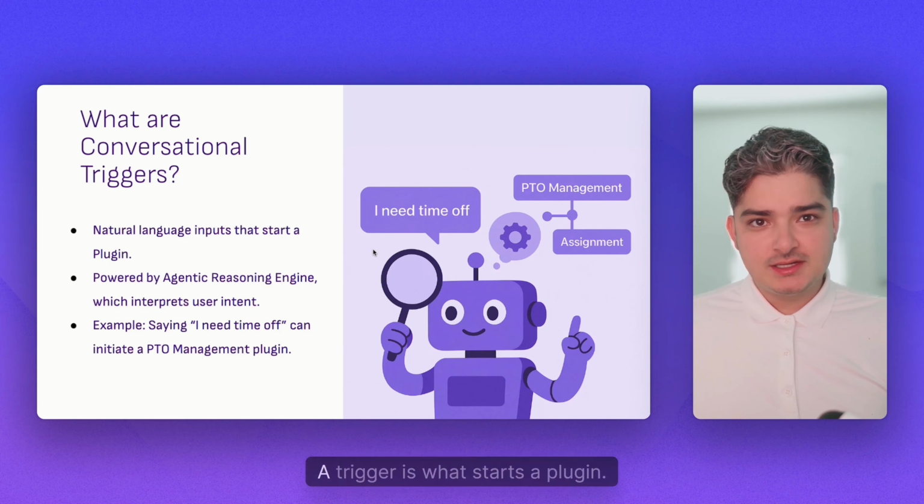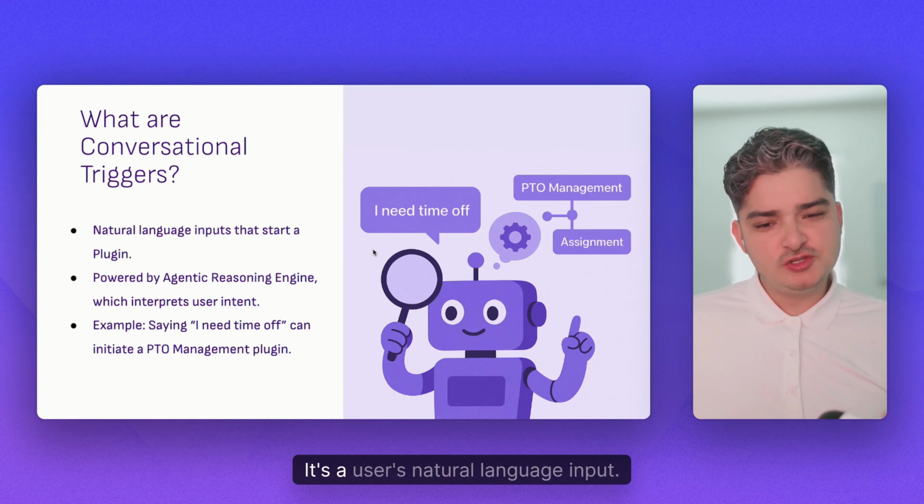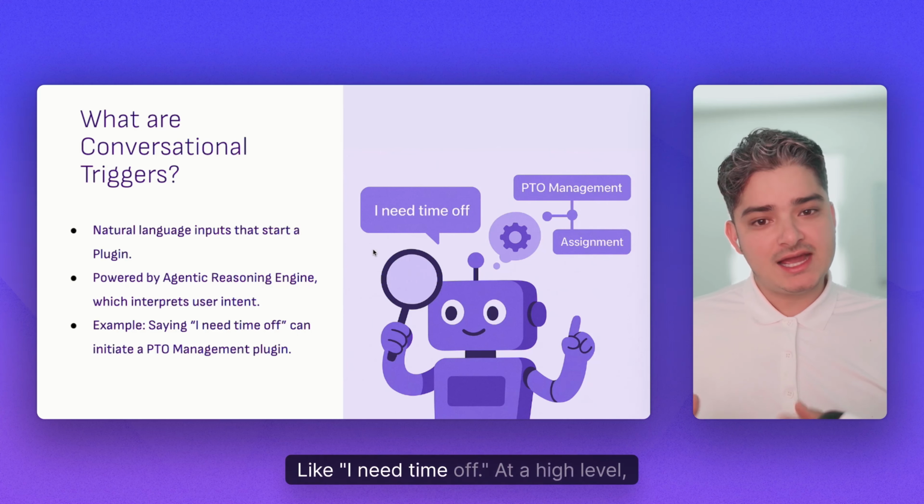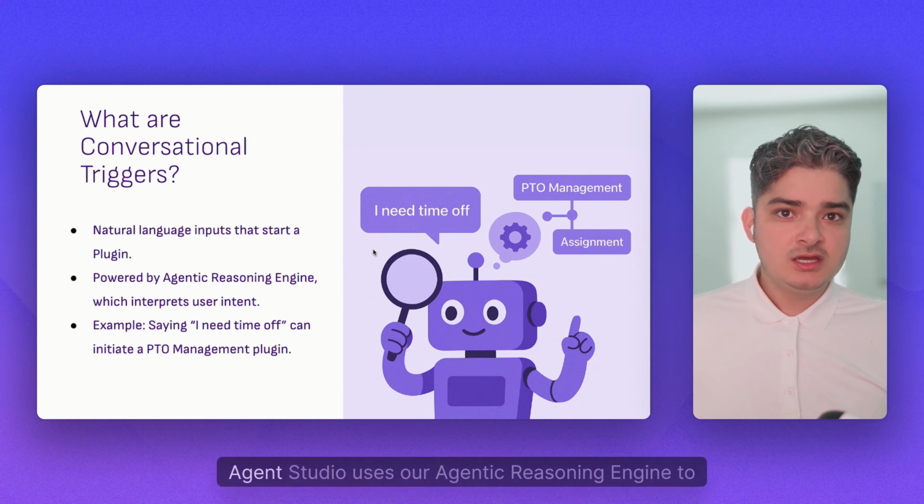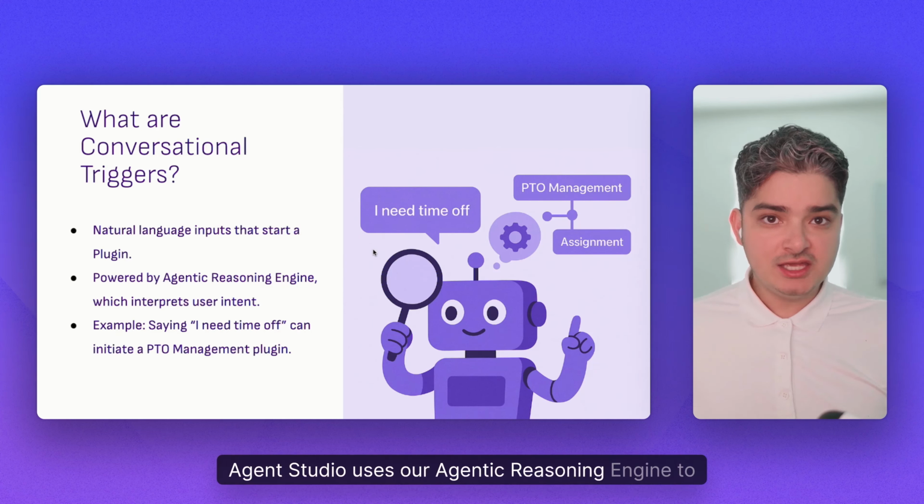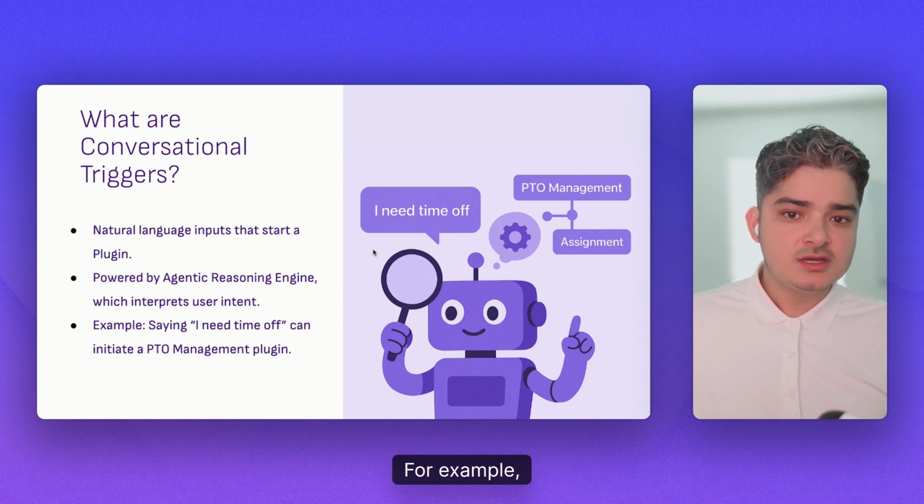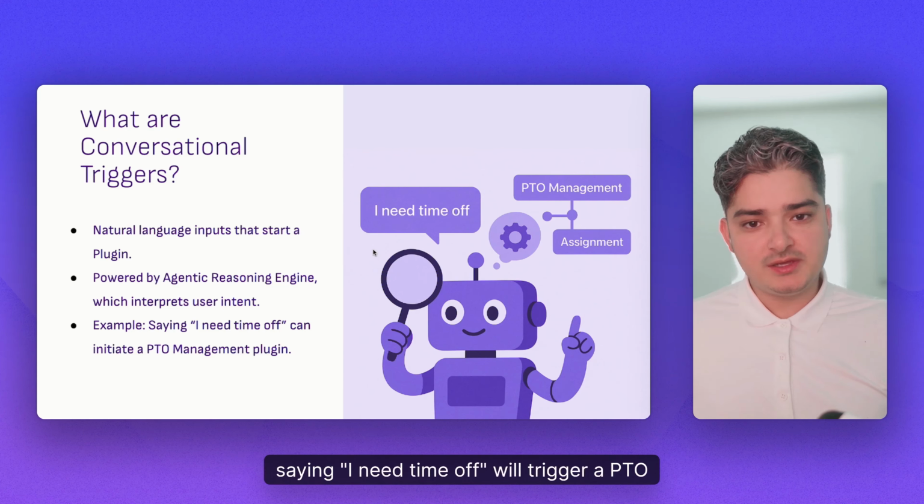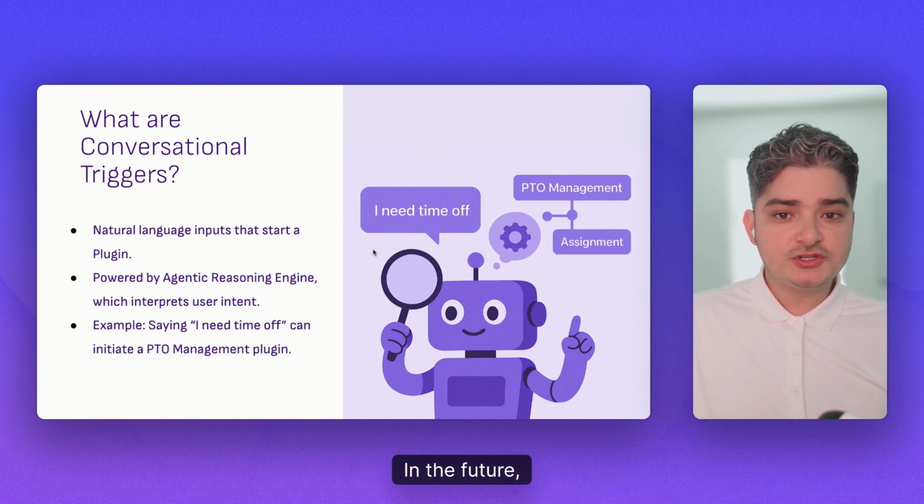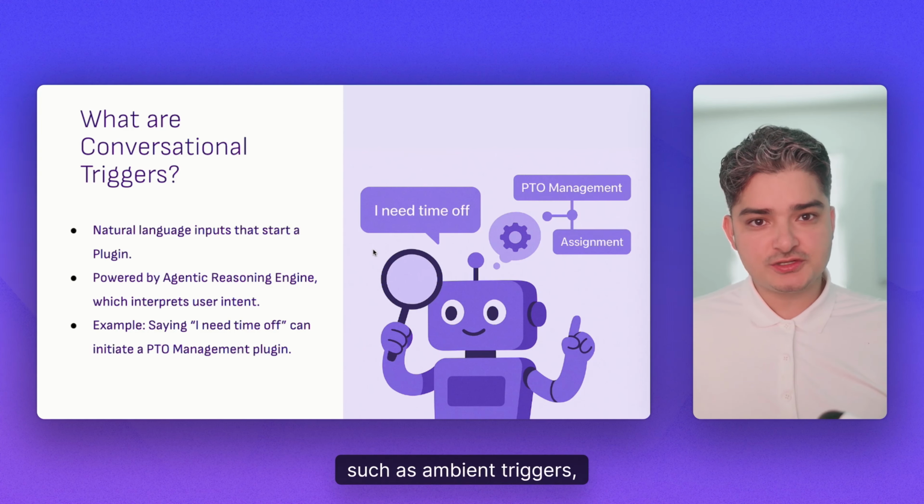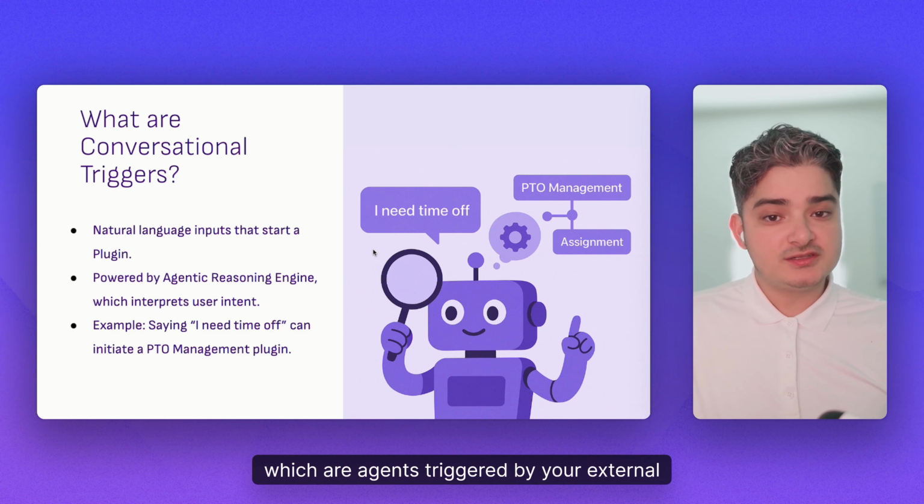Let's start with triggers. A trigger is what starts a plugin. It's a user's natural language input, like "I need time off." At a high level, Agent Studio uses our agentic reasoning engine to interpret these inputs and match them to the right plugin. For example, saying "I need time off" will trigger a PTO management plugin. In the future, we will have other triggers such as ambient triggers, which are agents triggered by your external systems.